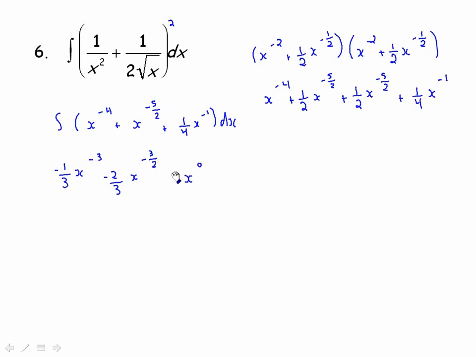And this is where things get interesting. We get 1 over 4 divided by 0. And here, we can't do it. So, in fact, we cannot integrate x to the negative 1. And I'll just put a yet.